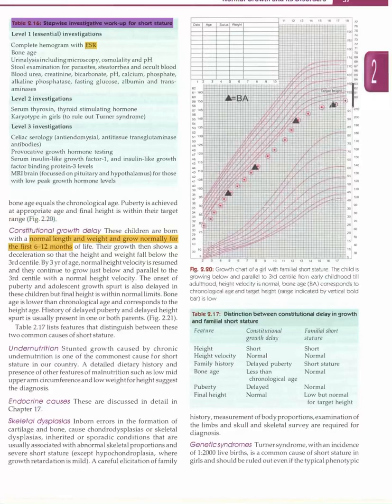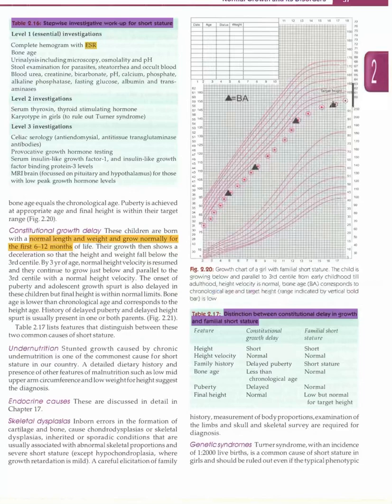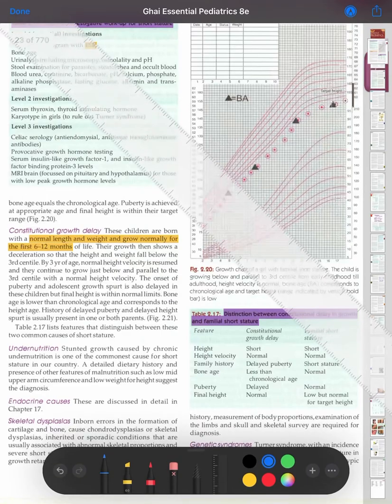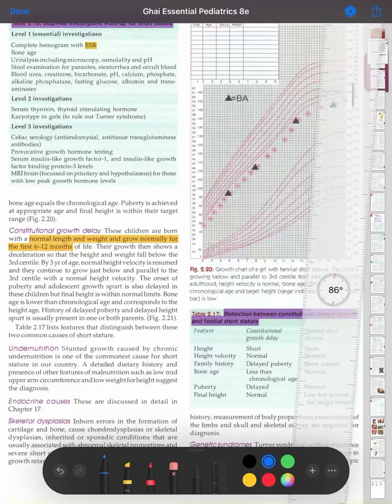History of delayed puberty and delayed height spurt is usually present in one or both parents. In Table 2.17, you can see the distinction between constitutional delayed growth and familial short stature. Make the table by your hand.